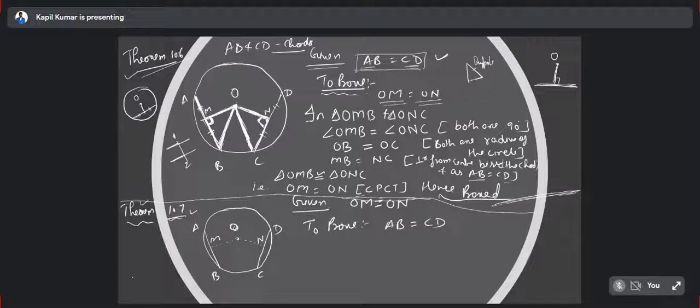If it is a right angle triangle, this angle is 90 degrees. So the side which is in front of this angle, that is the longest side, known as hypotenuse. This is known as base, and this is known as height. As you see here also, this angle is 90 degrees. So this OB is the hypotenuse for this triangle, and here OC is a hypotenuse.